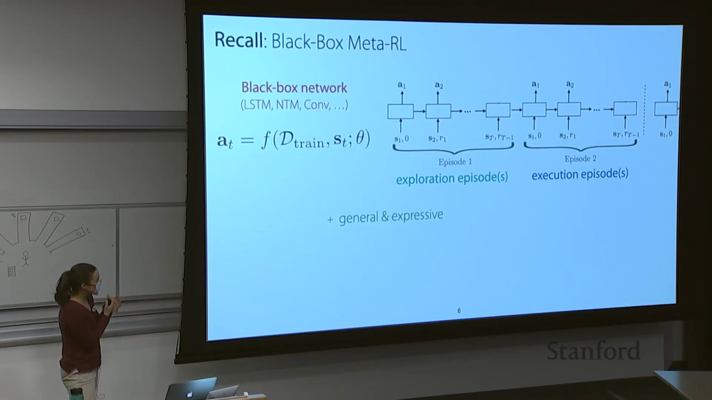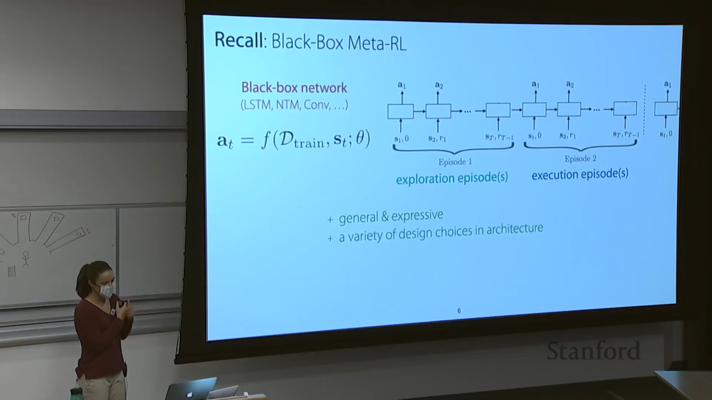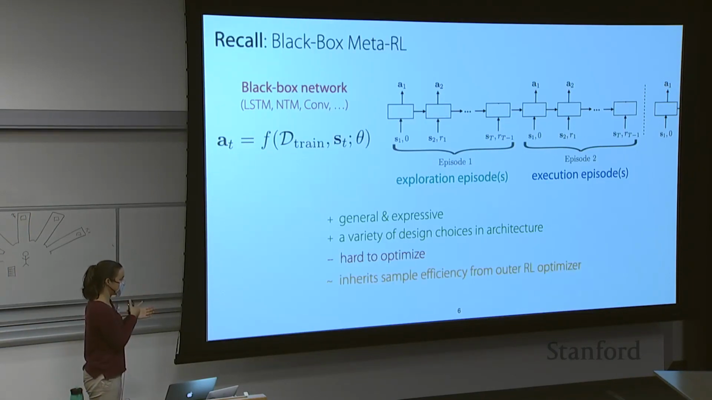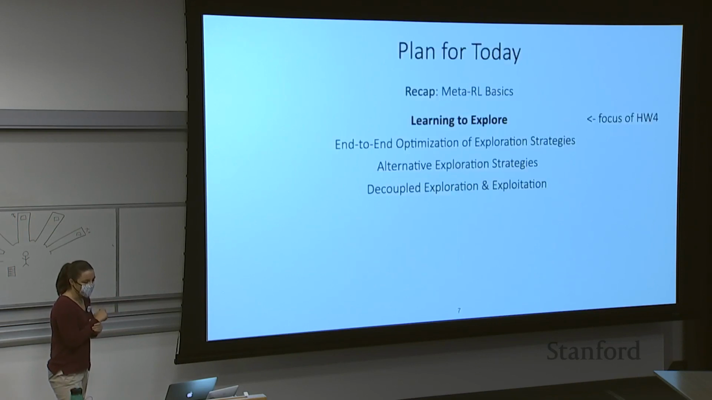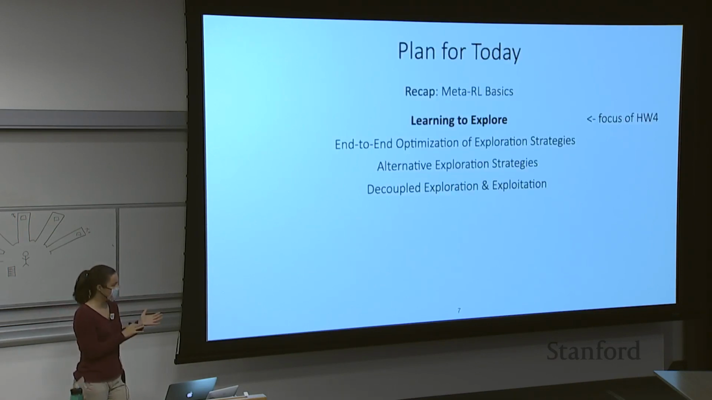In terms of black box approaches, they're very general and expressive. There's a variety of design choices in the architecture, but they can be difficult to optimize, like we talked a little bit about on Monday. We also talked about how these methods will inherit the sample efficiency of their outer RL optimizer. Cool. So that's a recap of some of the concepts that we covered on Monday.